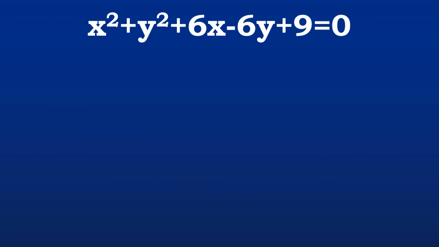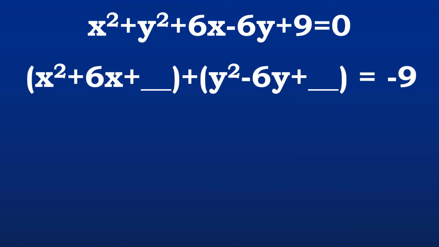Example number 2 natin. So, you have x squared plus y squared plus 6x minus 6y plus 9 is equal to 0. So, remember, gawin natin ulit, i-group natin lahat ng may x, i-group lahat ng may y, and then transpose nyo si constant, si positive 9, doon sa kabilang side ng ating equal sign. And then, you get the middle term.